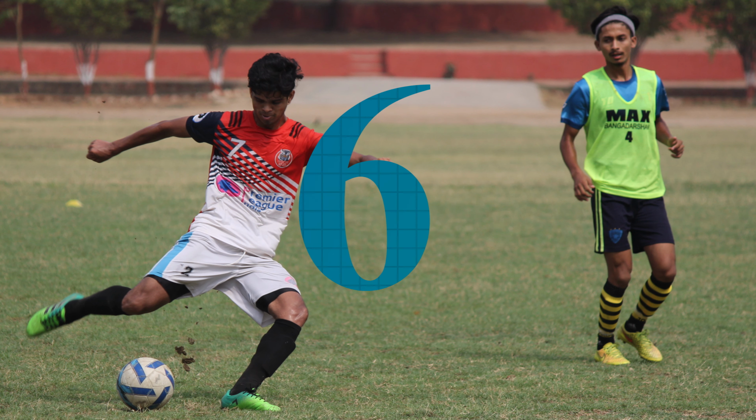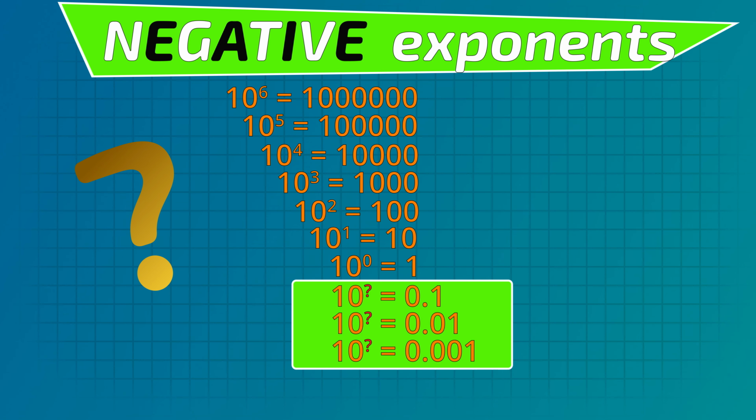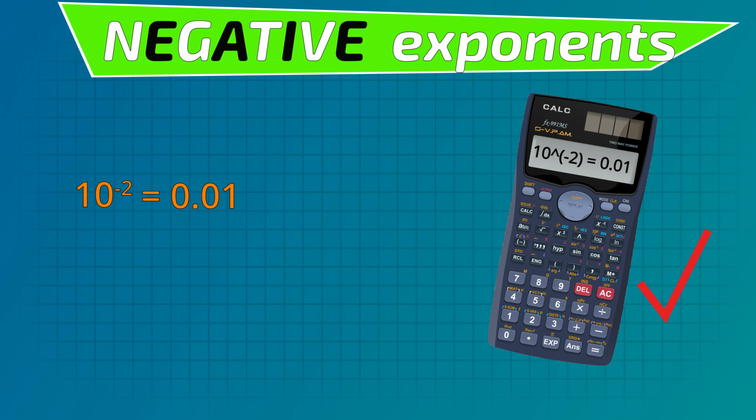We'll use the pattern with 10 as the base number to work out what happens when the exponent is a negative number. Look closely at the decimal numbers. Can you see the pattern? Let's check with a calculator. Let's check 10 to the exponent of negative 2. 10 to the exponent of negative 2 is 0.01. As a fraction, that's 1/100. 100 is 10 squared, so it is 1 divided by 10 squared. These are the same. 10 to the exponent of negative 2 is the same as the fraction where 1 is divided by 10 to the exponent of positive 2.